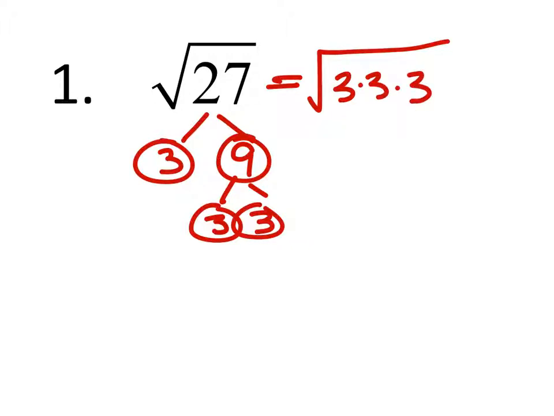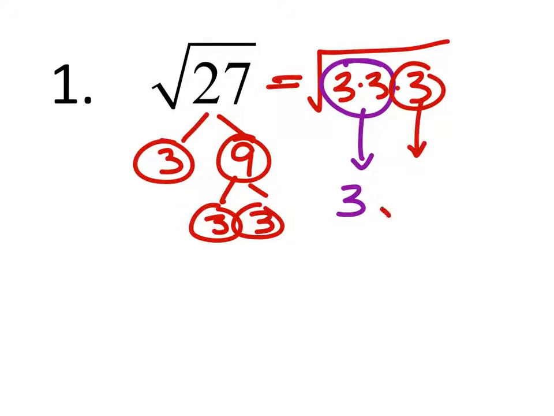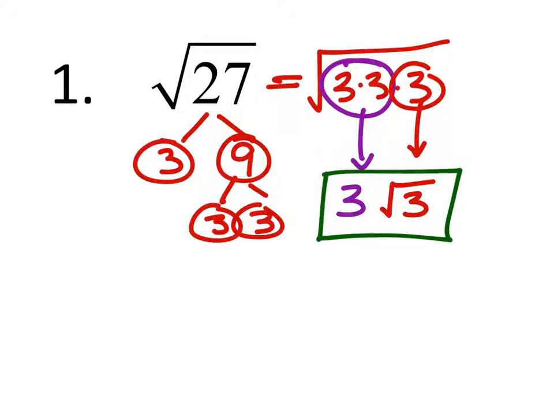Well, in order to pull something out of the radical or the square root, I've got to find two numbers that are the same, because those would be like the side lengths of that square being multiplied together. Well, that means I've got a 3, and then I've still got this 3 left over, but it didn't have anything to pair with, so it remains in the square root. So that's 3 times the square root of 3.